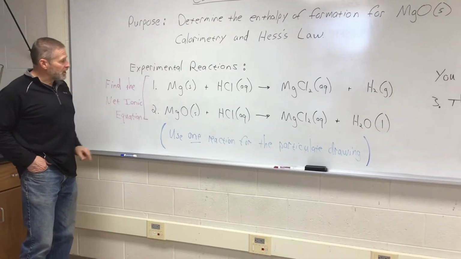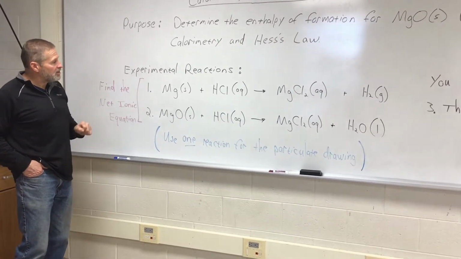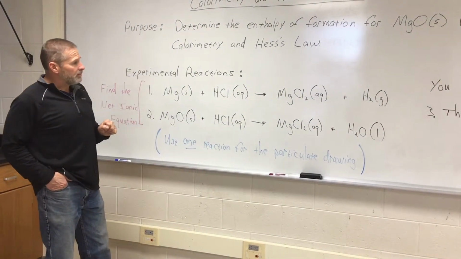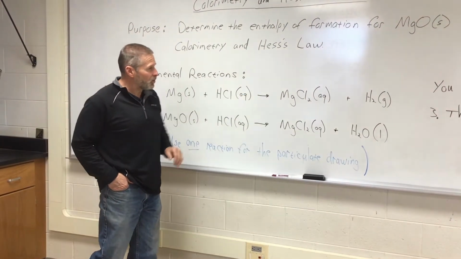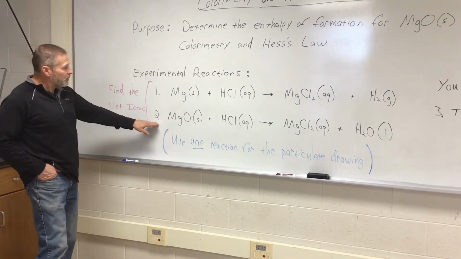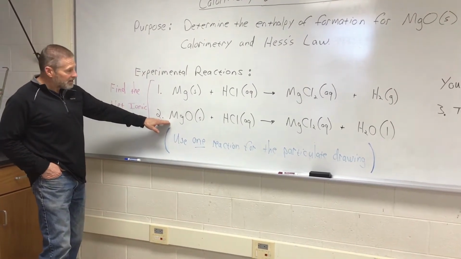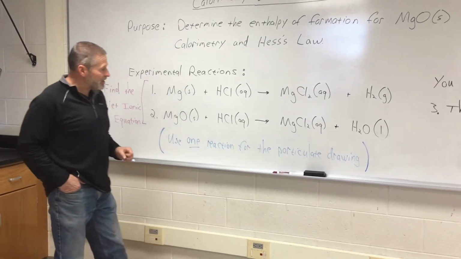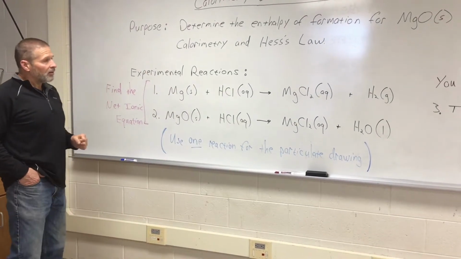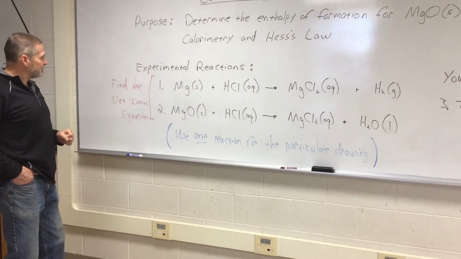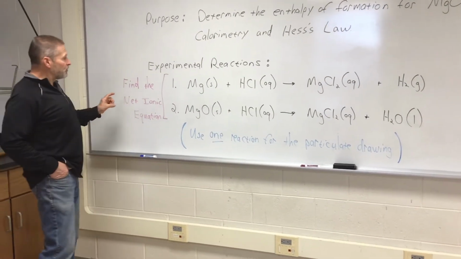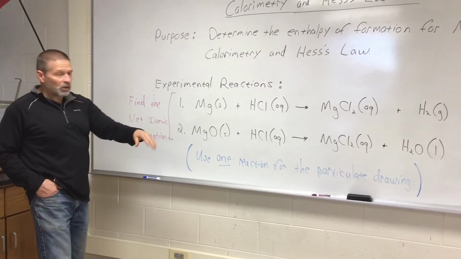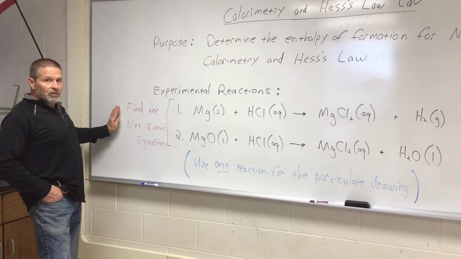Here's what we're mixing together. One reaction is solid magnesium metal with hydrochloric acid. It's going to react and make magnesium chloride and hydrogen gas. Our other reaction is solid magnesium oxide, again reacting with HCl, again making MgCl2, but water in that case. Now you're going to have to figure out the net ionic equation. We gave you the molecular equation. You'll need the net ionic.